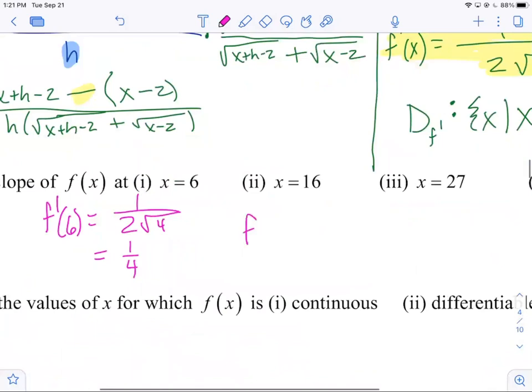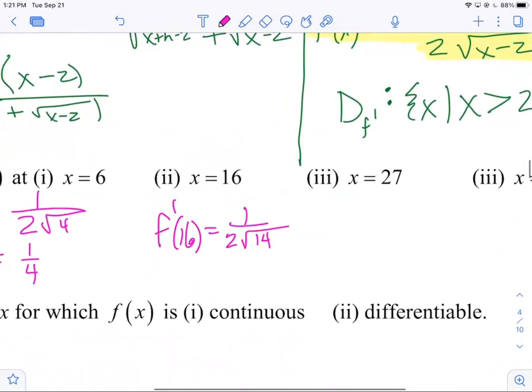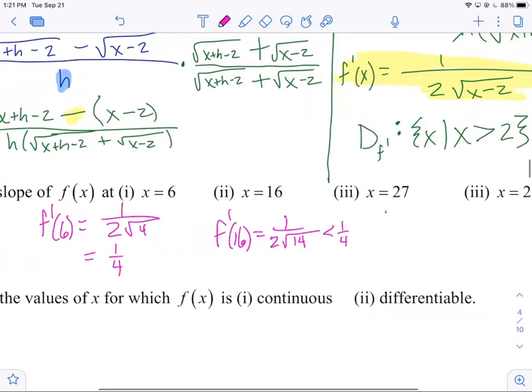Same thing here. What is f prime of 16? Well, let's plug it in on the left side, and we get 1 over 2 times the square root of 16 minus 2 is 14. Wow. So, yeah, that's a great answer. But it's going to be smaller, right? I know it's going to be smaller than 1/4. So my y values are getting bigger, but what can you clearly see now is happening to your slopes? F prime of 27 is going to be 1 over 2 times the square root of 27 minus 2 is 25. That's 1/10. That's smaller than this one, right?